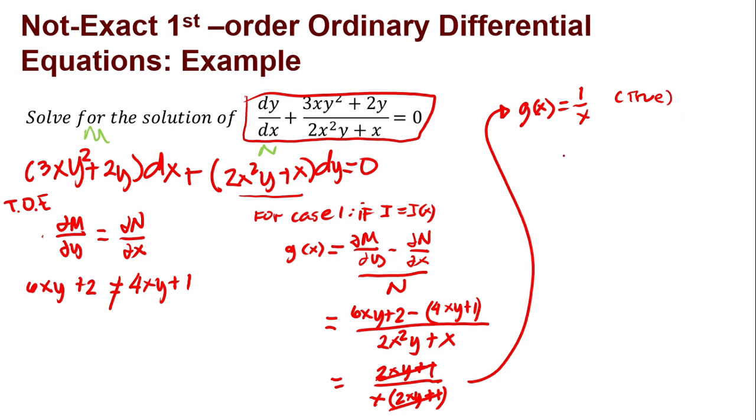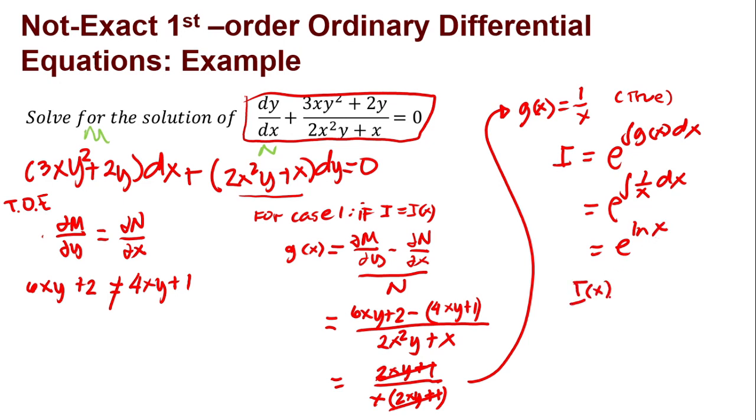So we can use the formula for our integrating factor I equals e raised to the integral of g of x dx. So our integrating factor will become e raised to the integral of 1 over x dx. We have e raised to ln of x. So the integrating factor I of x now is just equal to x. So we didn't proceed to case 2 since case 1 is already satisfied. Our integrating factor is purely a function of x.